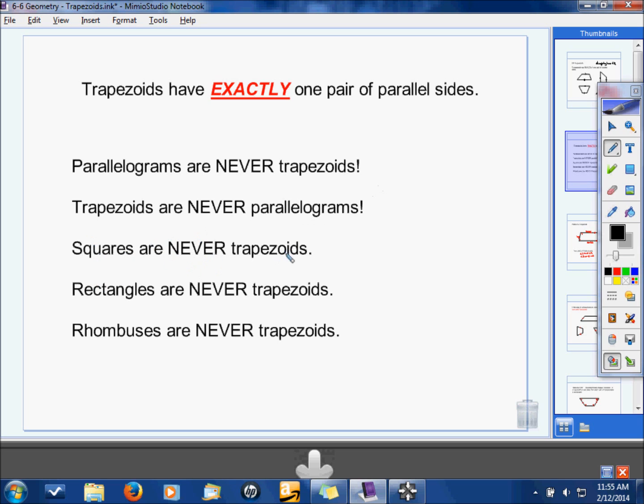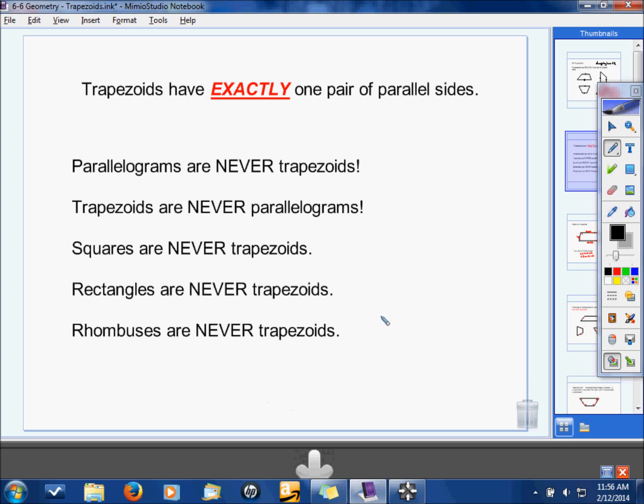Squares are never trapezoids. Why are squares never trapezoids? Because they have two pairs of parallel sides. Good. Squares are never trapezoids. They're also parallelograms, so it fits under here too. Rectangles are never trapezoids. Same reason. Rectangles are really special parallelograms. Rhombuses are never trapezoids. Never, never, never, okay?